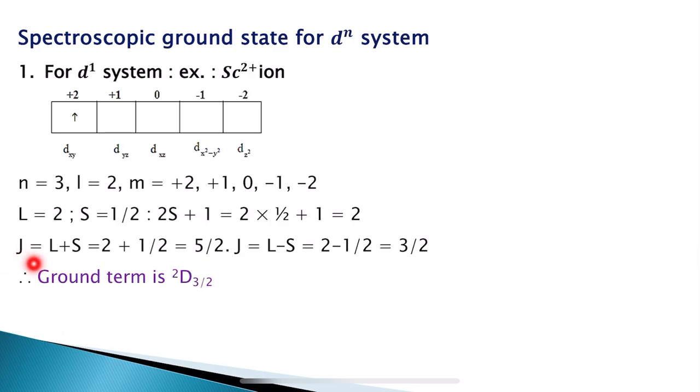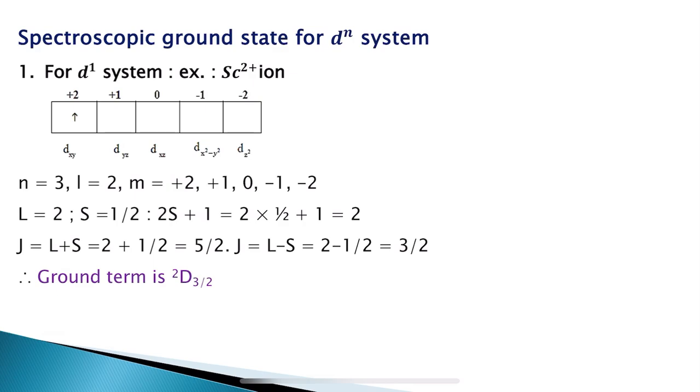So, next, what is the J value? J is equal to L plus S, that is, J is the resultant angular momentum, or the sum of orbital angular momentum and spin angular momentum. So, we are going to sum up the orbital angular momentum and spin angular momentum, that is 2 plus 1 by 2, which is equal to 5 divided by 2. And J is equal to L minus S, which is equal to 2 minus half, which is equal to 3 divided by 2. Okay. So, these are the two possible J values which we can get.